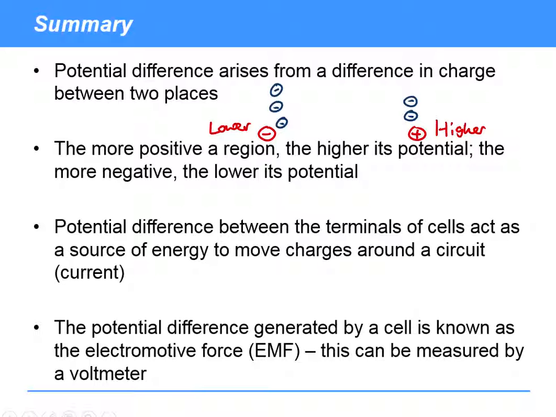Potential difference between the terminals acts as a source of energy to move charges around a circuit, and that movement is called current. The potential difference generated by a cell is known as its electromotive force, or EMF, and this can be measured with a voltmeter. Typically, EMF is given a symbol, either with a Greek letter, an epsilon, or just E in the context of electrochemical cells.